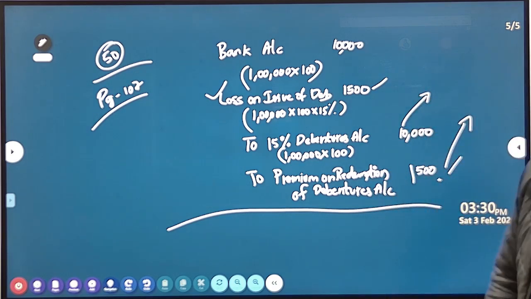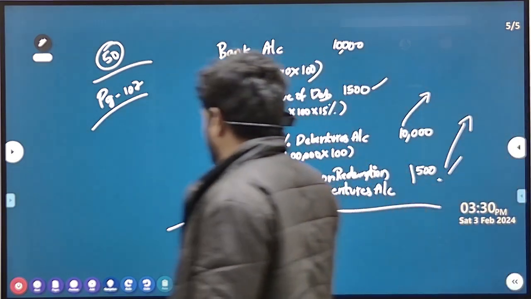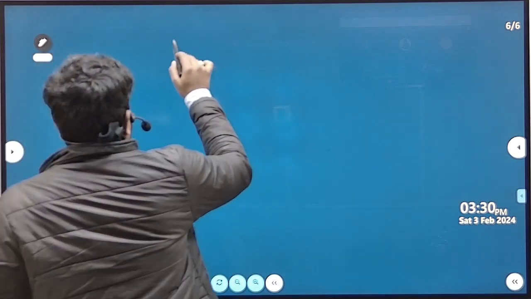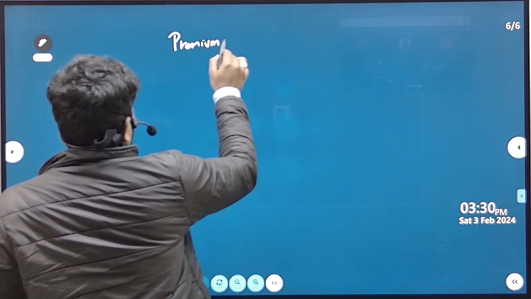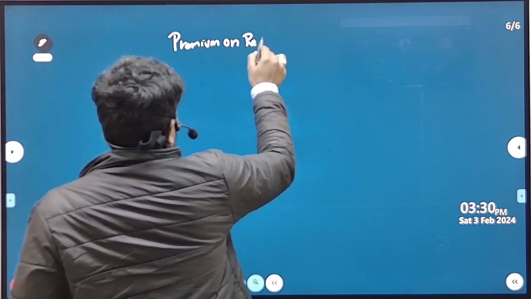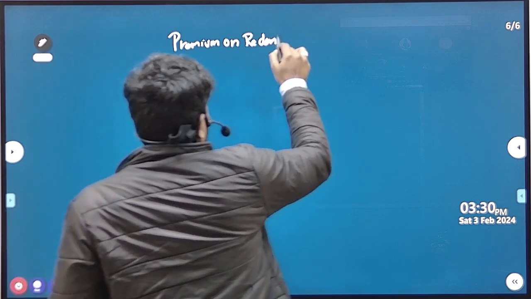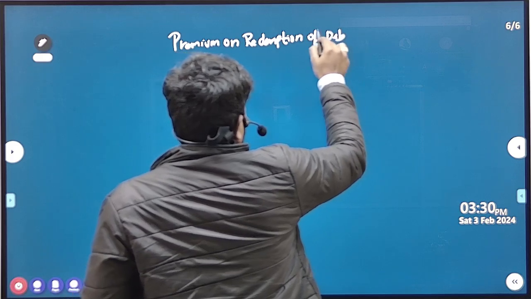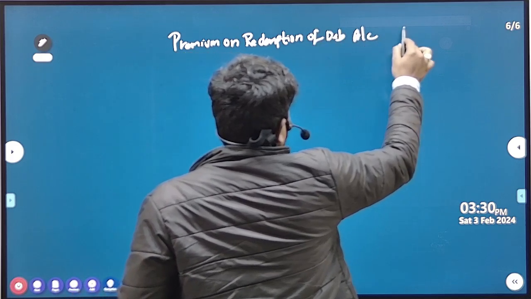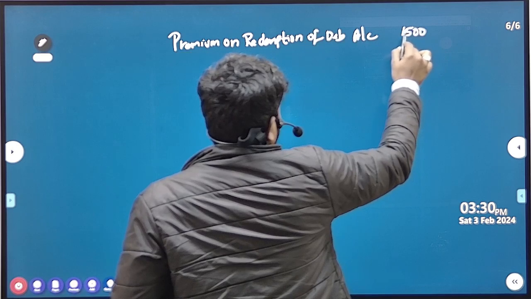Understood? So what is the entry? See? Premium on redemption of debentures account, how much? 1500.